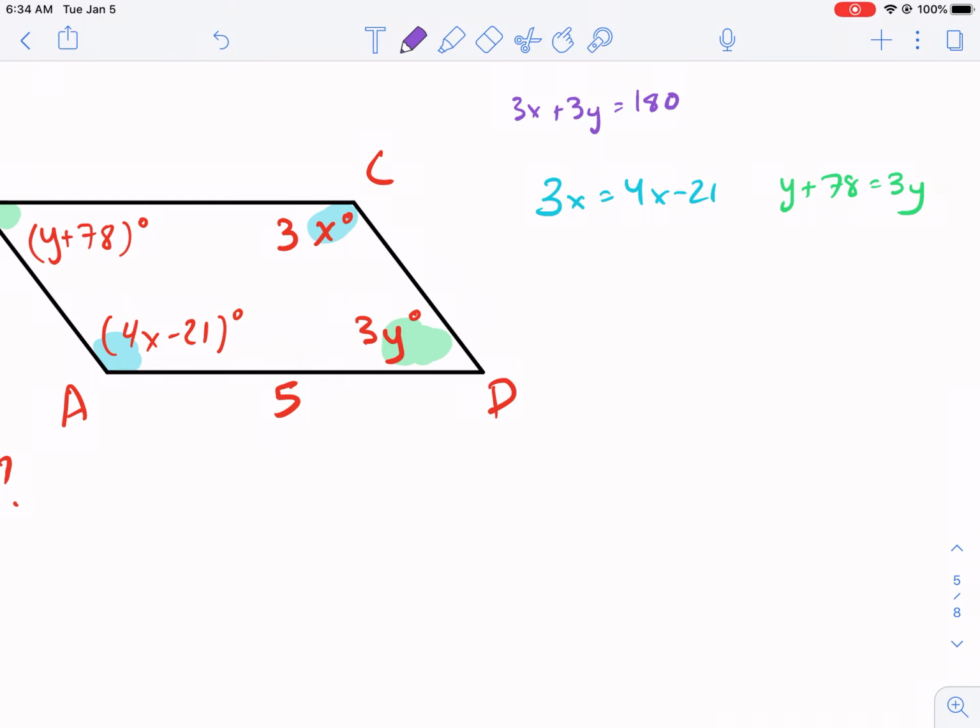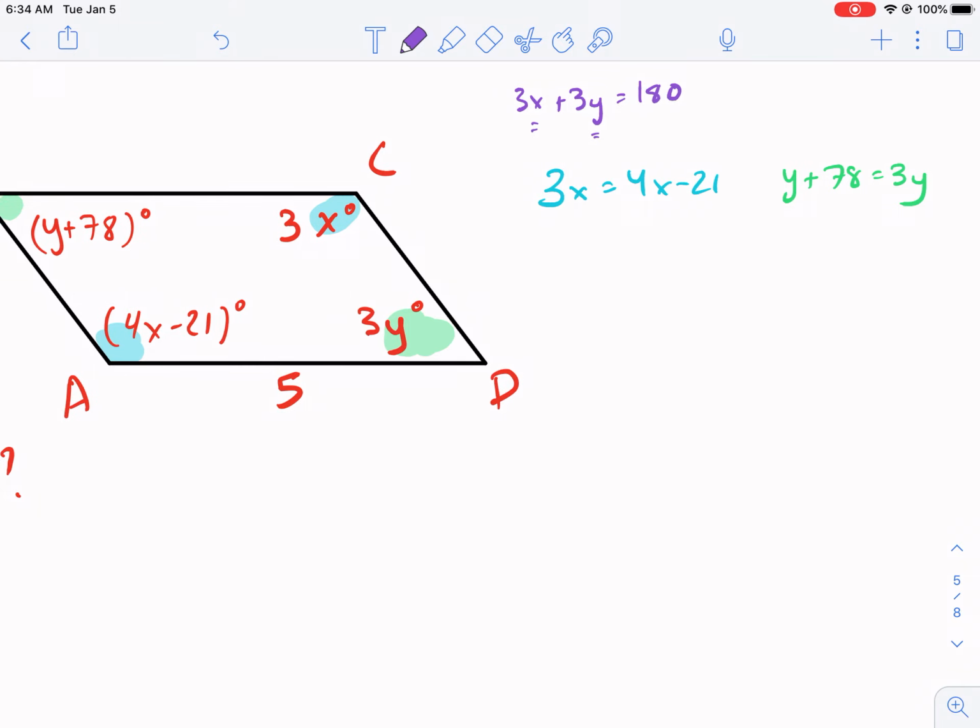But that one would be a little tricky because you have x and y in the same equation. So you'd need two equations and a system of equations. It takes a little bit long to do that. So in this case, it'd be easier just to set the opposite angles equal to each other.